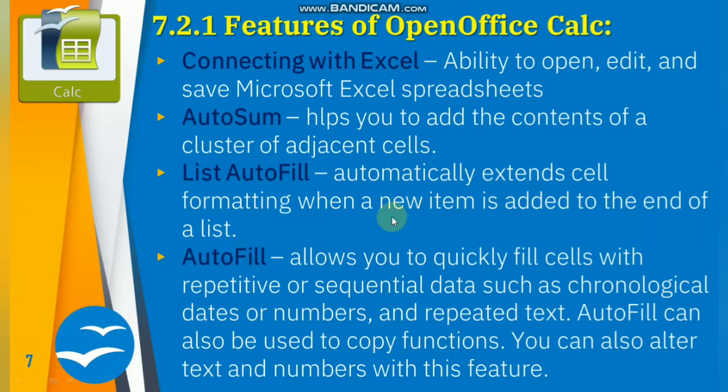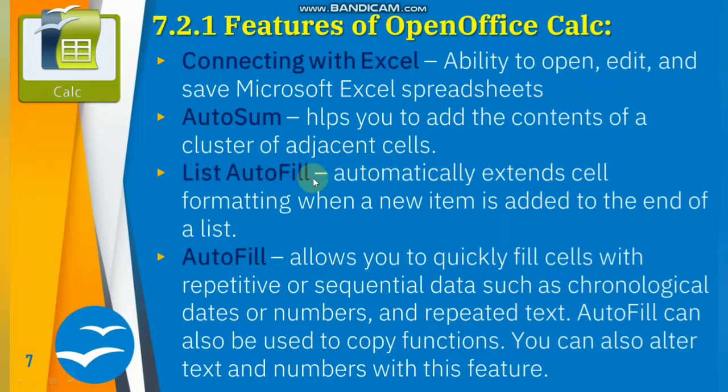Next is a very important 3 mark question, or it may also be a 5 mark question. This is 7.2.1, the features of OpenOffice Calc. We can connect it with Excel, meaning the ability to open, edit and save Microsoft Excel spreadsheets also. And you have the AutoSum option, which helps to add the contents of a cluster of adjacent cells. We will see all these when we do the sums in OpenOffice Calc.